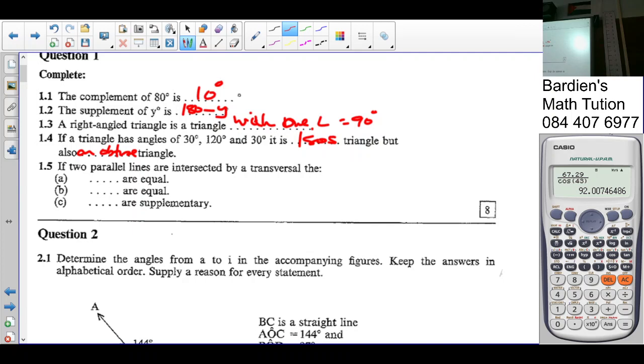If two parallel lines are intersected by a transversal, the transversal is a line going through them. Which angles are equal? Corresponding angles, and alternate angles are also equal. Co-interior angles are supplementary. What does supplementary mean? Add up to 180. Okay.